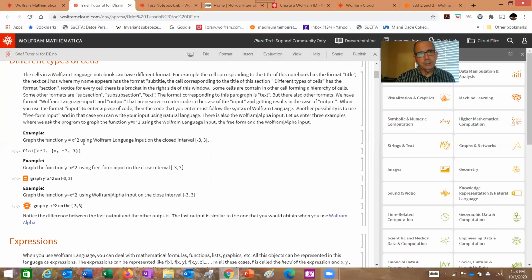For example, the example, graph the function y equals x to the second using Wolfram Language input on the closed interval from -3 to 3. In that case, you need to know the built-in function Plot, and then you need to enter that function here, and notice that it follows certain rules. It is Plot, and then you need to put brackets after Plot, and then inside the brackets, you have to put the function first that you want to plot, and then the interval. And the interval is for the values of x. So the x goes from -3 to 3.